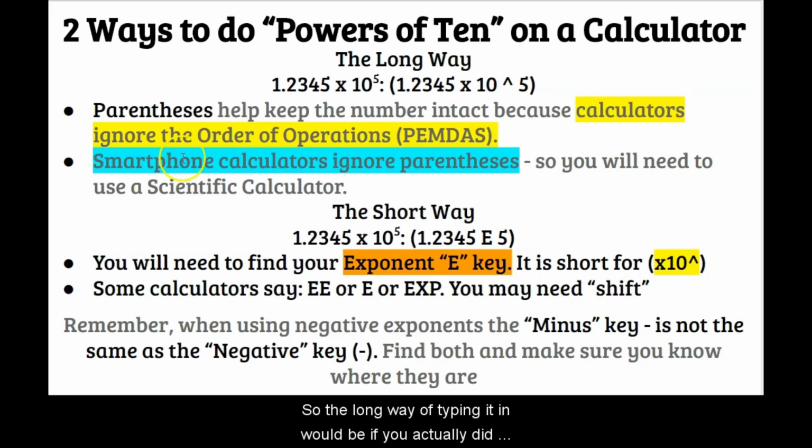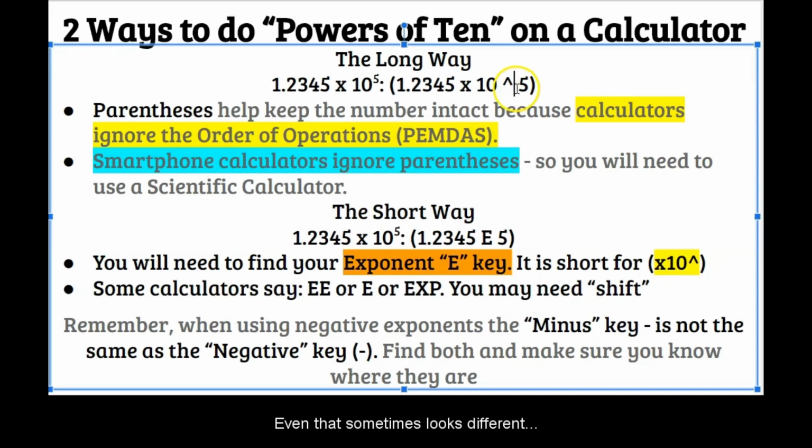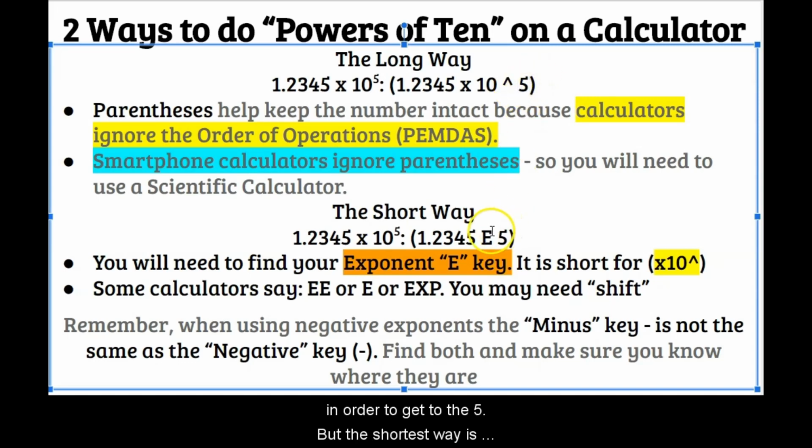So the long way of typing it in would be if you actually did the multiplied by 10, and you'd have to find this little caret symbol on your calculator, and even that sometimes looks different, in order to get to the 5. But the shortest way is literally just type the number, type the exponent key, type whatever the exponent is. And so that's the short way. You basically just need to find what the exponent key is on your particular calculator. And also don't forget the minus key is not the same as the negative key.